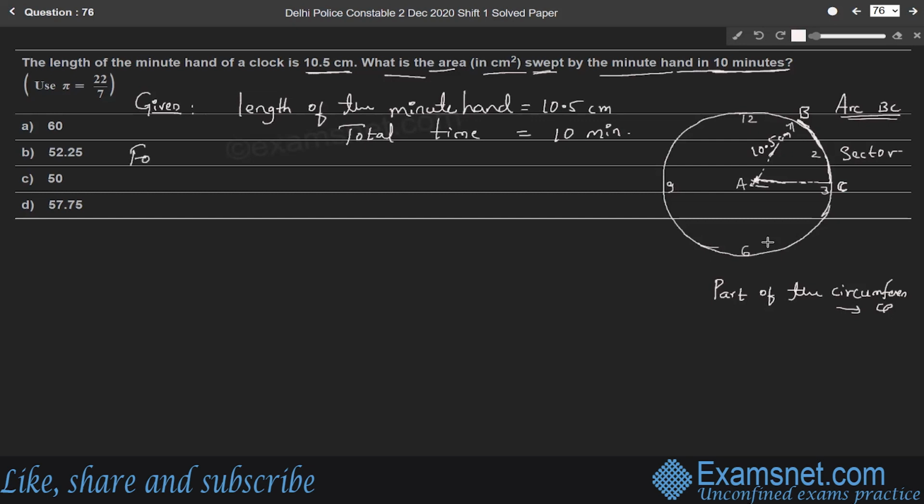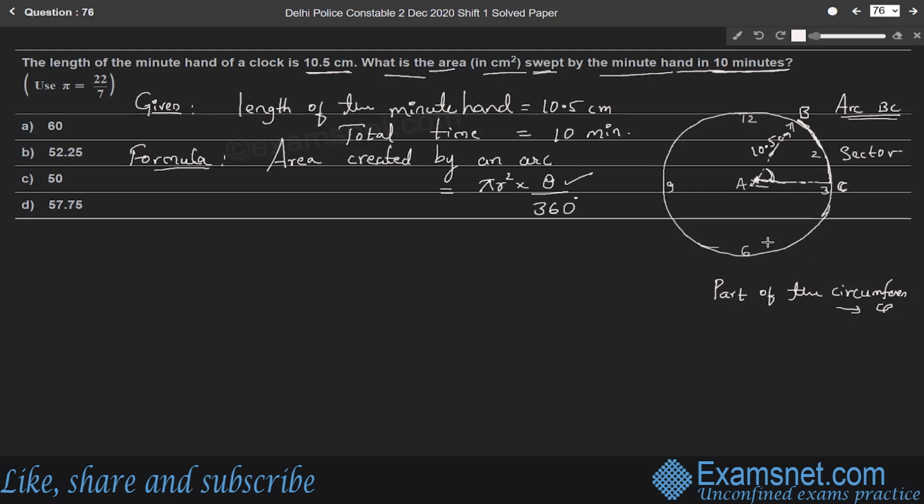So the formula to find the area created by an arc is equal to pi r square into theta by 360. What is theta here? Here theta is the angle created by the minute hand. So what is the angle created by the minute hand?